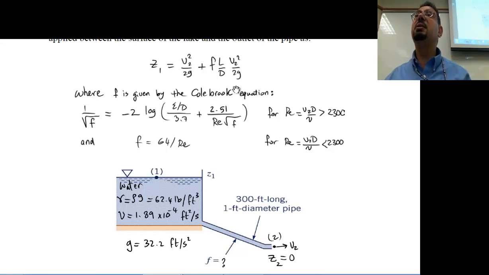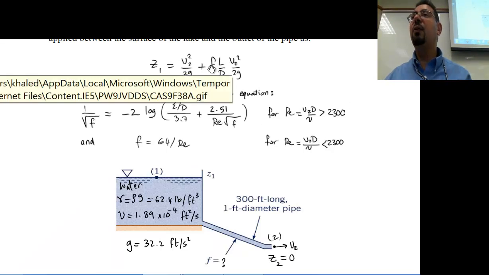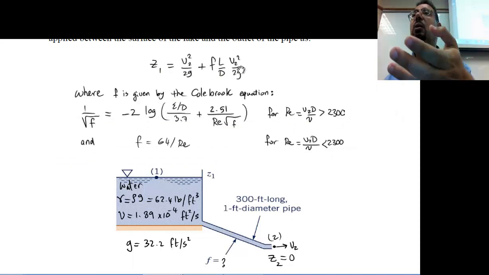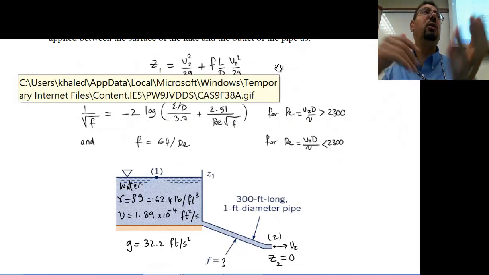The problem is this F. The F, that's the friction in the pipe. The F is a function of Reynolds number, which is a function of V. So the F that you are trying to find its value so that you can calculate V, it's actually a function of V.